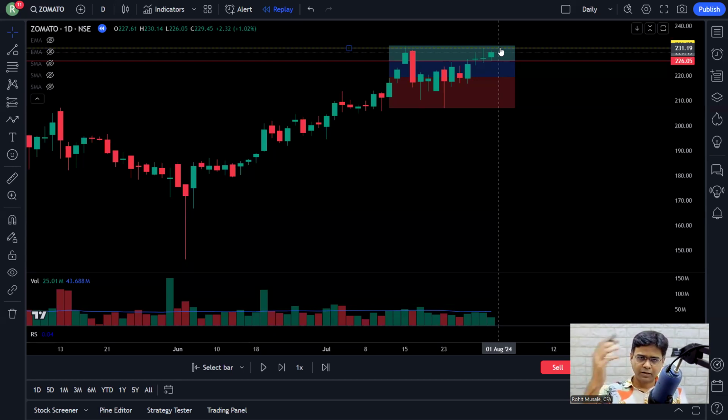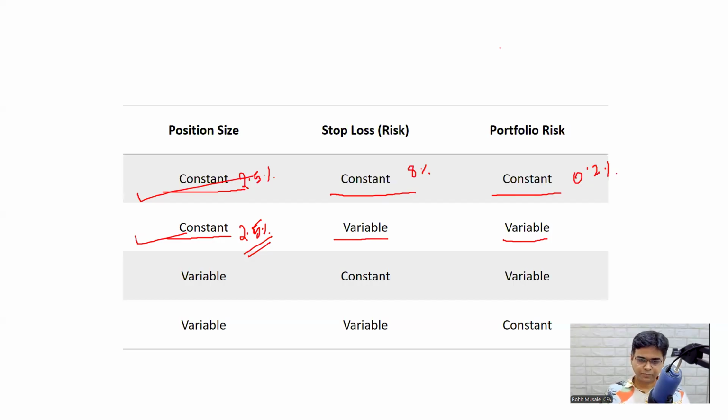Let's go to the third system. This one. So your position size is variable. Let's say you have 5 stocks in your watch list. On one stock, you keep a position size of 2.5%. On another stock, you keep 5%. On another stock, you keep 10%. So your position size is not the same on all the stocks in your watch list, but your risk is constant. Like the stop loss is 8% across all. So here, your portfolio risk is obviously going to be variable. The amount of money that you risk per trade is obviously going to be different for different stocks, correct?